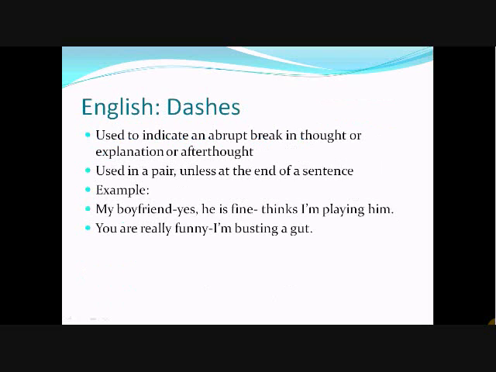Dashes. Dashes are used to indicate an abrupt break in thought or explanation or afterthought. Oftentimes a dash is used in a pair, unless at the end of a sentence. For example, my boyfriend, yes he is fine, thinks I'm playing him. Yes he is fine is an abrupt break in the thought, so you use a dash to set it apart. The other example, you are really funny, dash, I'm busting a gut, is a break in thought, it's an afterthought, and it's at the end of the sentence, so you only use one.